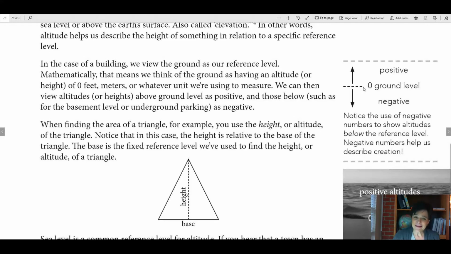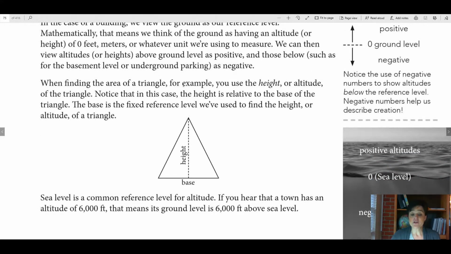Okay. Mathematically, that means we think of the ground as having an altitude or height of 0 feet, meters, or whatever unit we're using to measure. We can then view altitudes or heights above ground level as positive, and then those below, like a basement or underground parking, as negative. Okay. When finding the area of a triangle, for example, you use the height or altitude of the triangle. Notice that in this case, the height is relative to the base of the triangle. The base is the fixed reference level that we've used to find the height or the altitude of the triangle.